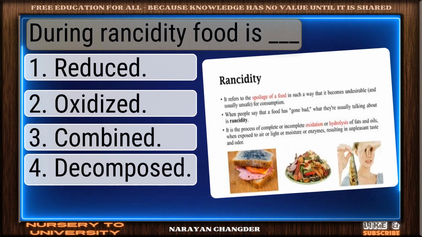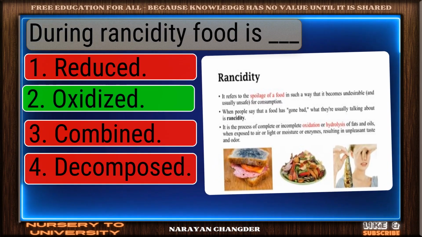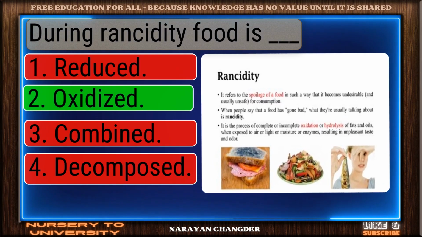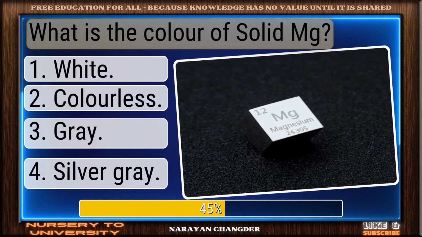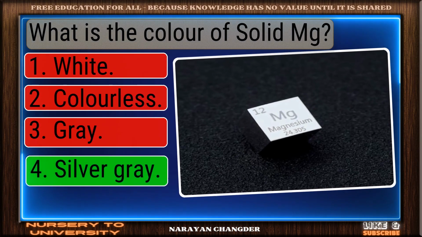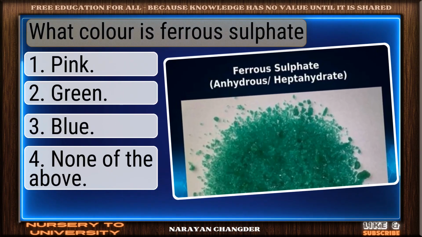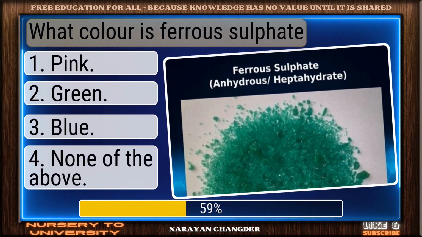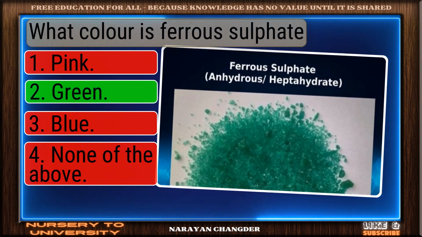During rancidity, food is dash. Well picked. Oxidized is correct. What is the color of solid Mg? Good job. Silver gray works well. What color is ferrous sulfate? Valid point. Green is true.